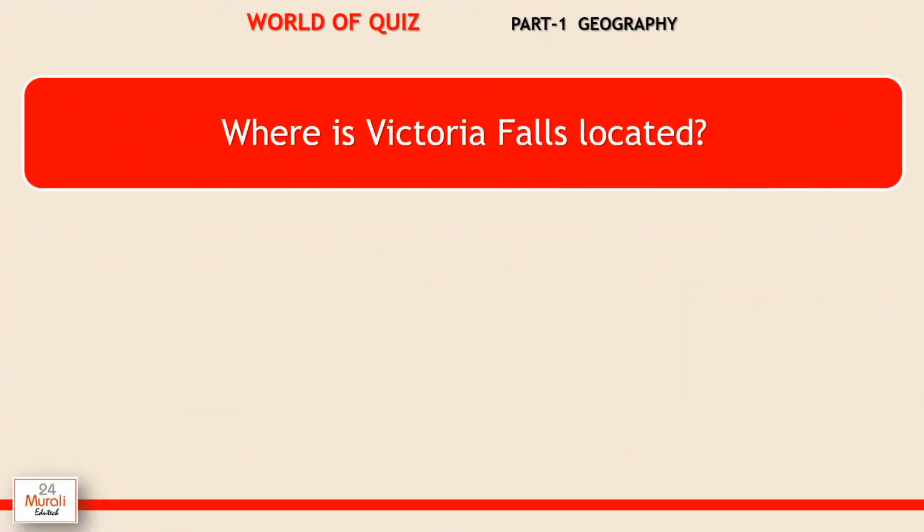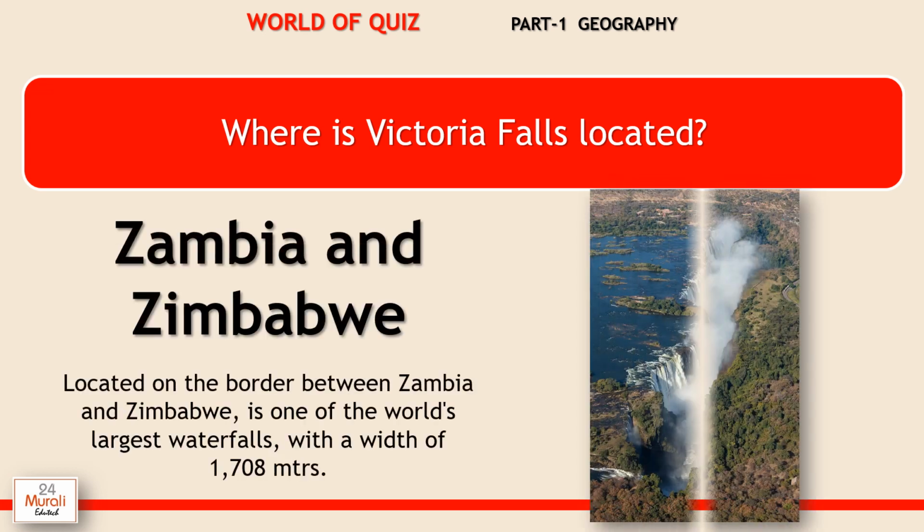Where is Victoria Falls located? Between Zambia and Zimbabwe, located on the border between Zambia and Zimbabwe, is one of the world's largest waterfalls, with a width of 1,708 meters.